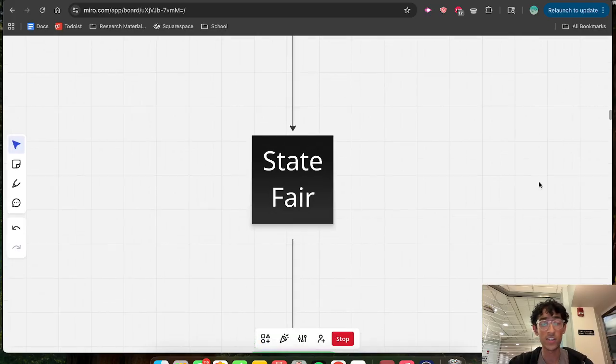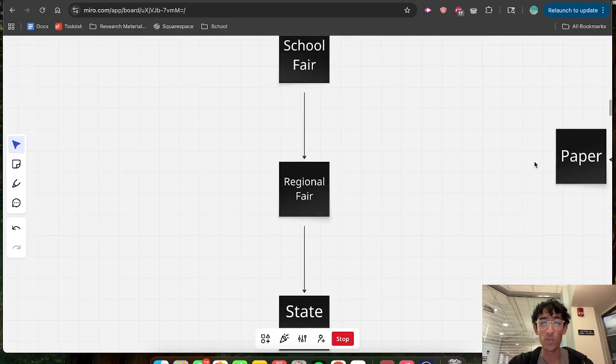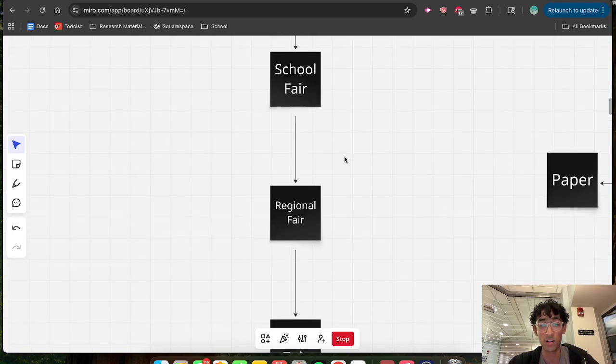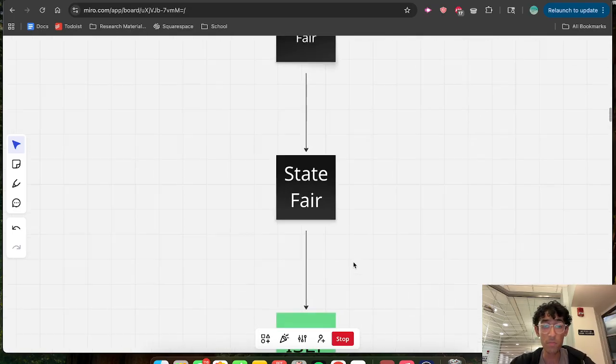So as you can kind of tell, it is a lot better if you're able to qualify from somewhere like regionals, or maybe even if you're from your school fair, if that's even possible. I don't even know. But yeah, state fair is a little bit harder to qualify from, but still absolutely possible.